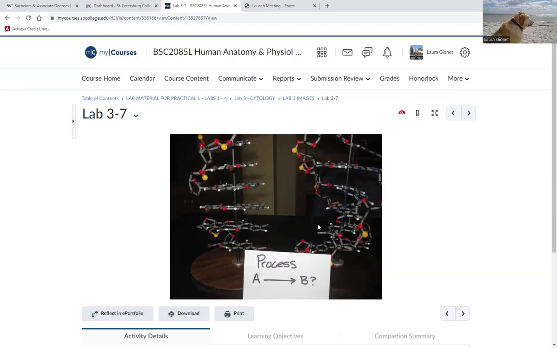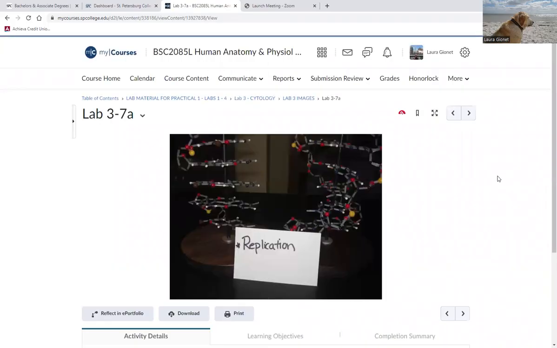Okay, so now we're going on to the protein synthesis stuff that we were talking about. Here we have a model of DNA and another model of DNA, one is A and one is B. What is the process if we go from A to B? If we start with DNA and end with DNA, that would be DNA replication. It's one of the processes of protein synthesis.